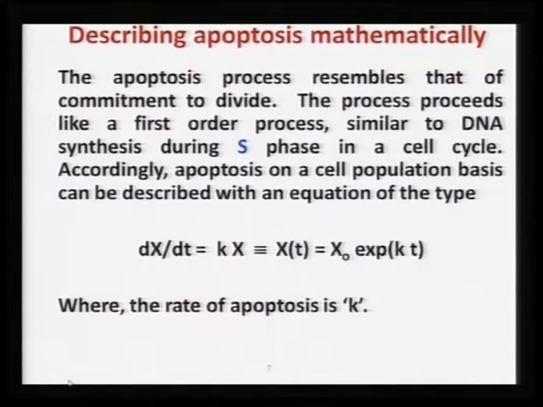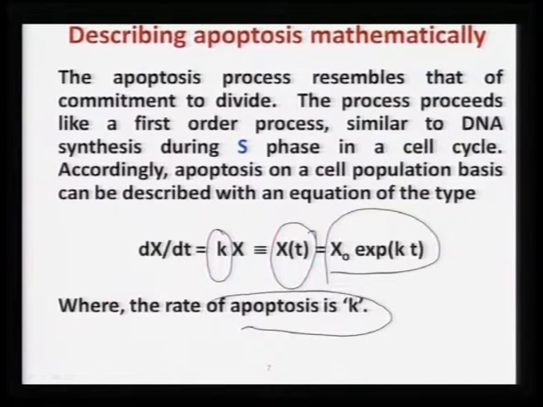A little bit of mathematics here, but very simple. The apoptosis process resembles that of commitment to divide. If you remember, we have seen a similar expression in the case of the cell division process. So the rate of apoptosis, that means the number of cells undergoing death, dx by dt, is proportional to the population at any particular instance x, and the proportionality constant here is known as k. So dx by dt is equal to kx, and therefore at any given instance, x t can be written as x naught exponential k t.